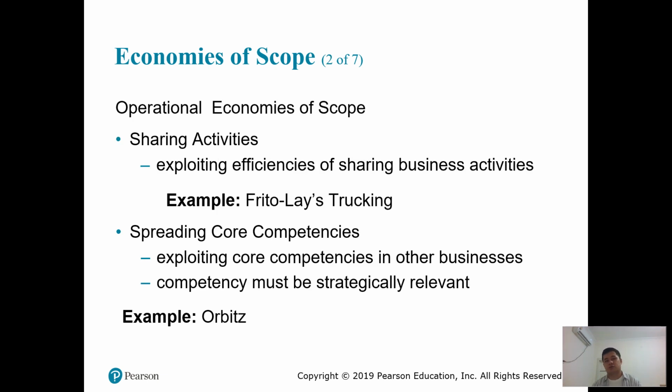Operational economies of scope: sharing activities, exploiting the efficiency of sharing business activities. Example, Frito-Lay's trucking. Spreading core competences, exploiting core competences in other businesses. The competency must be strategically relevant. For example, we can use Orbit as an example for operational economies of scope.